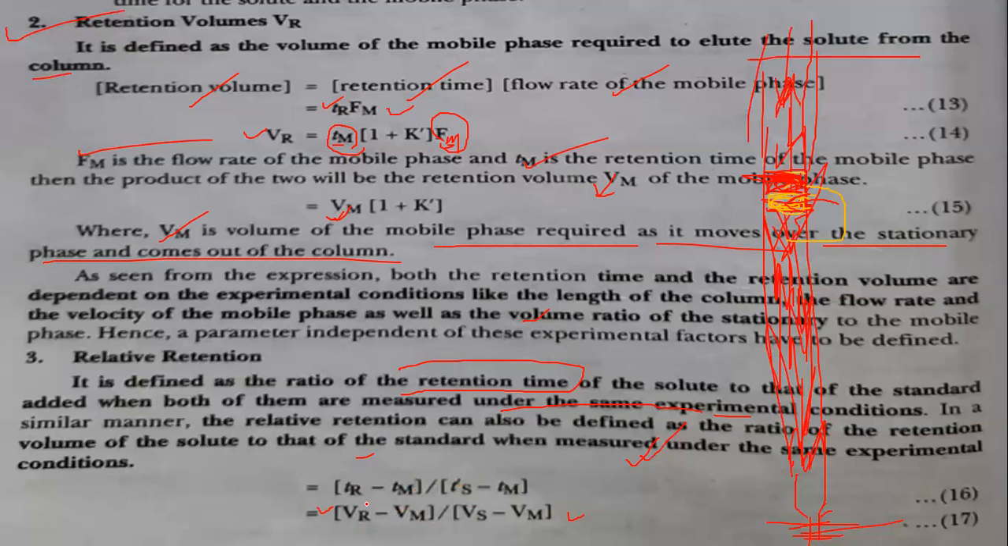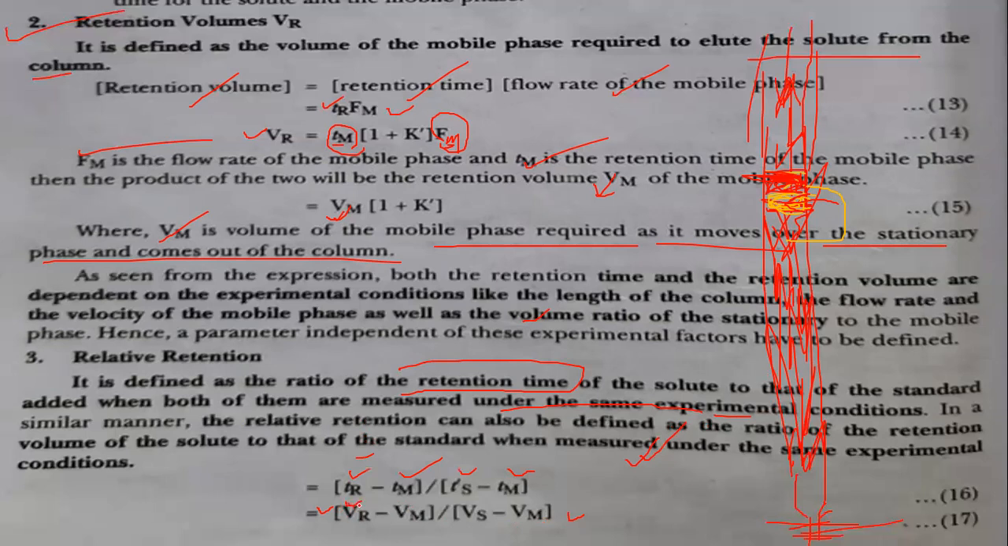So what is Tr? It's the retention time. What is Tm? It's the retention time of the mobile phase. Here, it is the time required for the solute to come out of the column, and this is the time required for the mobile phase to come out of the column. In the same way, here it is Vr minus Vm upon Vs minus Vm. Now you should know what Vr is.